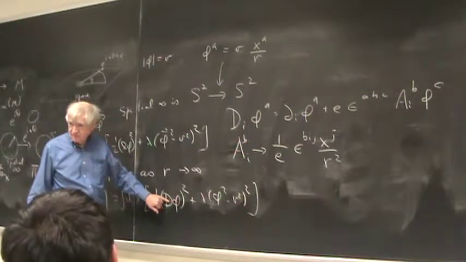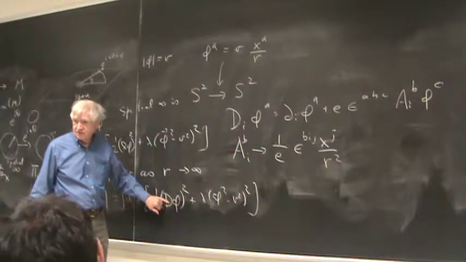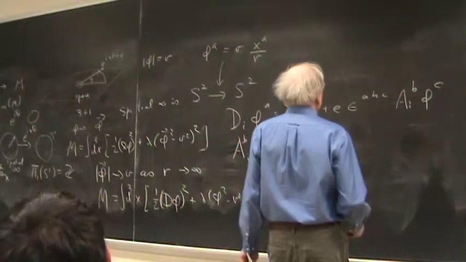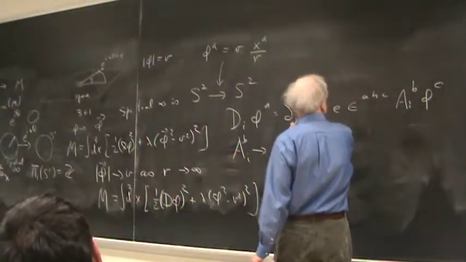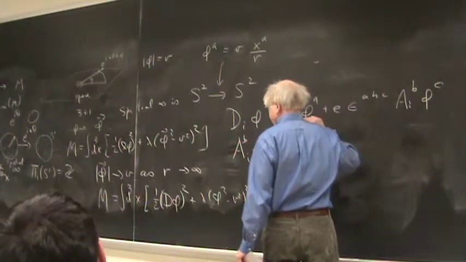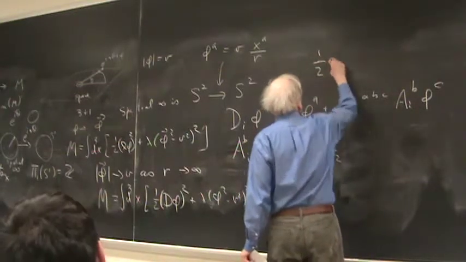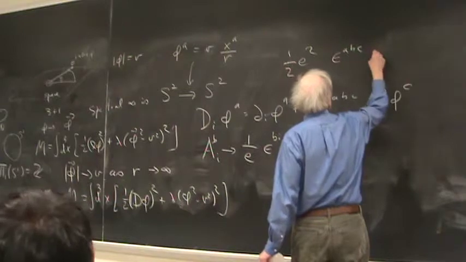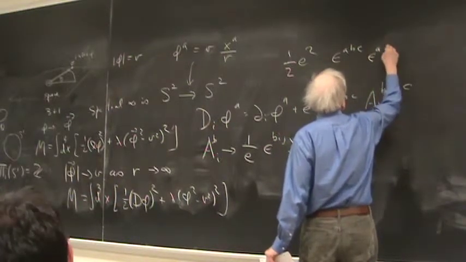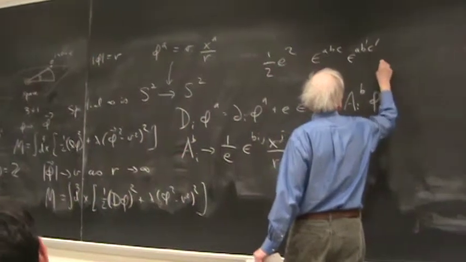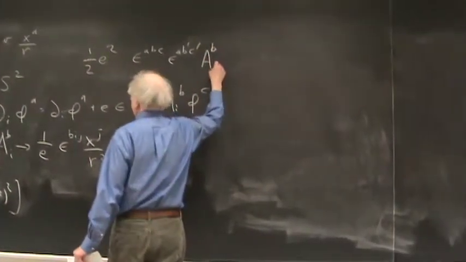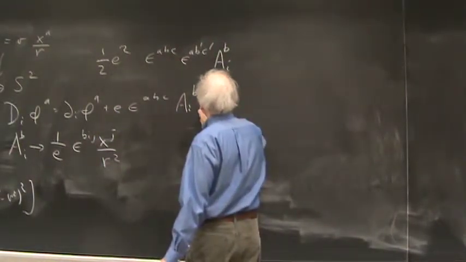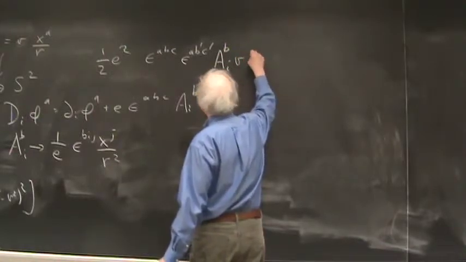Do you want to see that explicitly? Do you want me to pound it out? The mass term. No, I'll be confused. All right. Well, what is it going to be? We're going to ignore the derivative. It's going to be a ½, and an e² from here, and then it's going to be ε^{abc} ε^{ab'c'} A_i^b A_i^{b'}. This is going to be v, and it's going to be x.